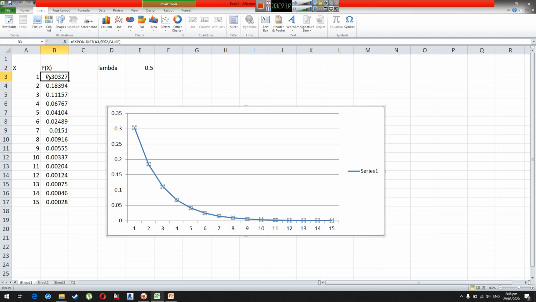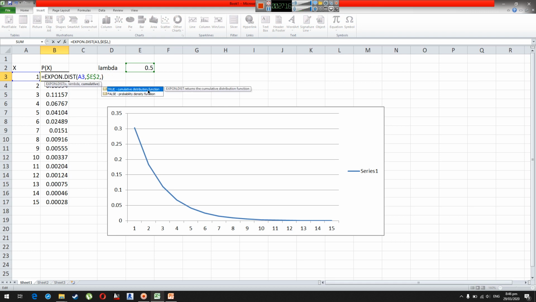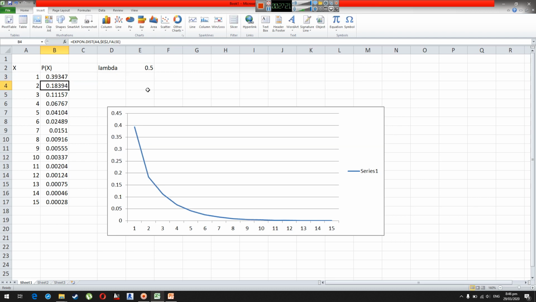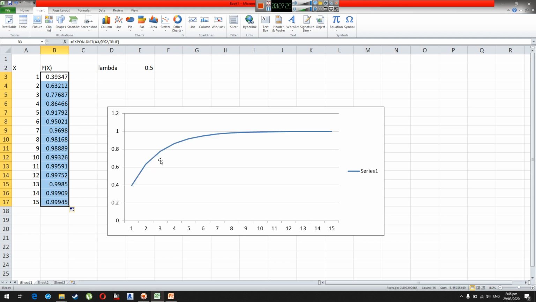Let me change these values, and instead of the probability density function, I will use the cumulative distribution, and I have to take true here. Now if I use this and drag that to 15, that will be an increasing curve starting from a lower value of probability on the y-axis for 1, and that will increase, and as I said, the sum of all probability will be equal to 1, and that will finish at 1 here for 15.